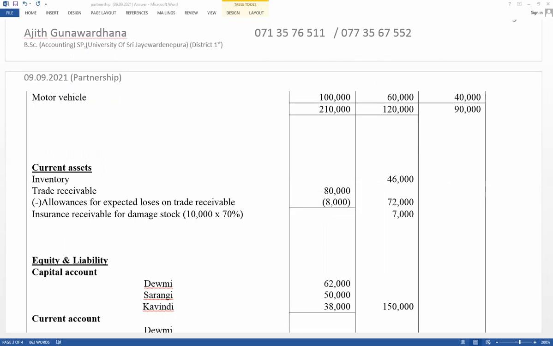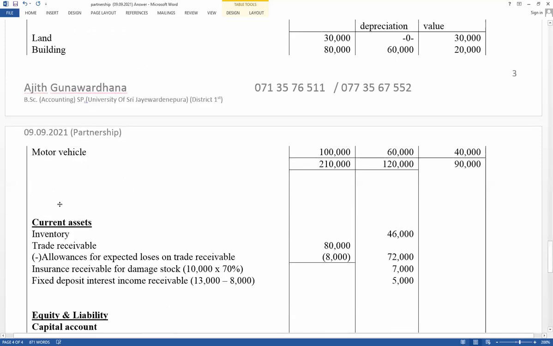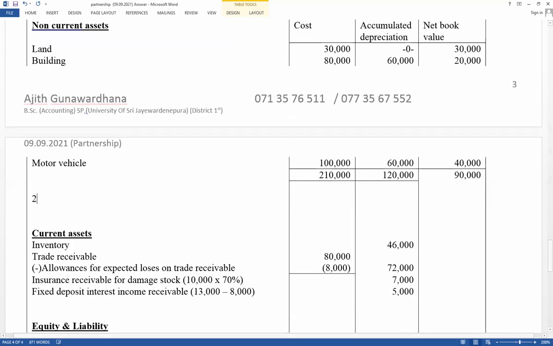For the year, the value equals 13,000, but the received amount equals 8,000. Therefore, the balance receivable is 13,000 minus 8,000 equals 5,000. And in between current and non-current assets, the 20% fixed deposit value equals 65,000.